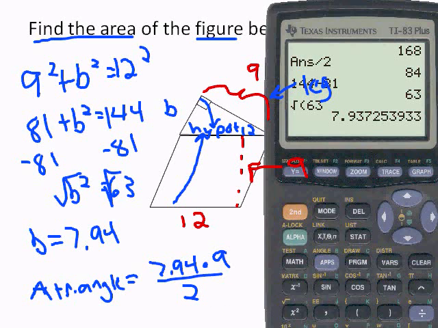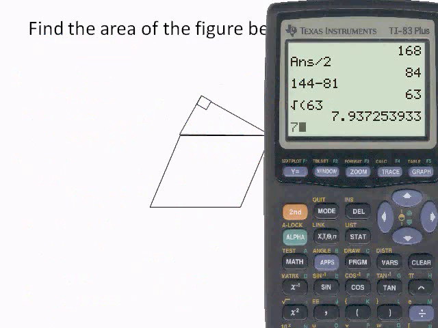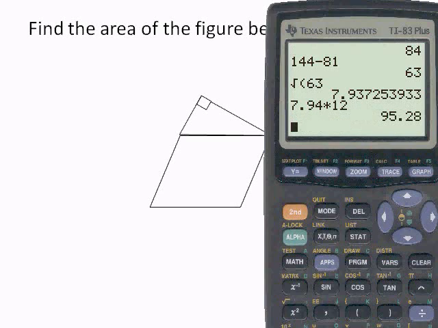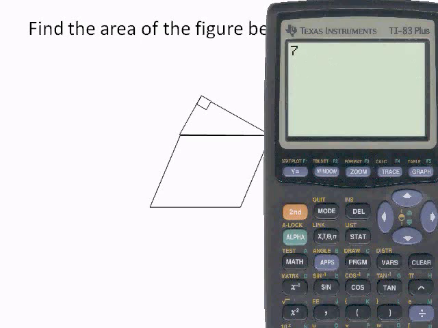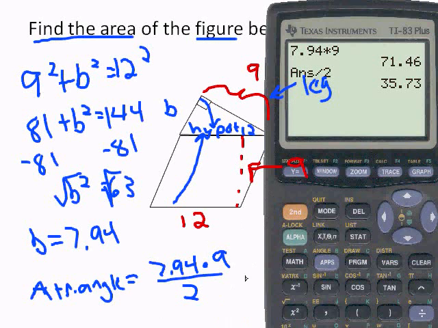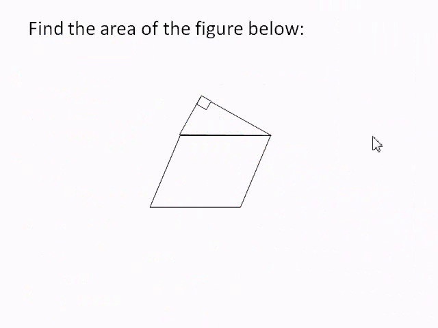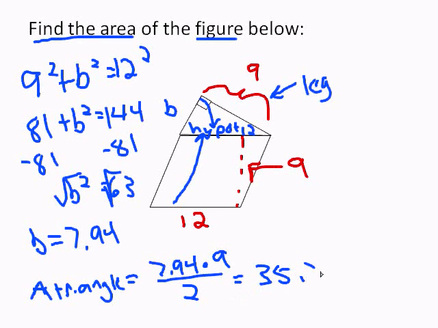So, we go back to our calculator, 7.94 times the height, which was 9, and we're going to divide by 2. Giving us, in the end, the area of our triangle being 35.73. So this is the area of our triangle.